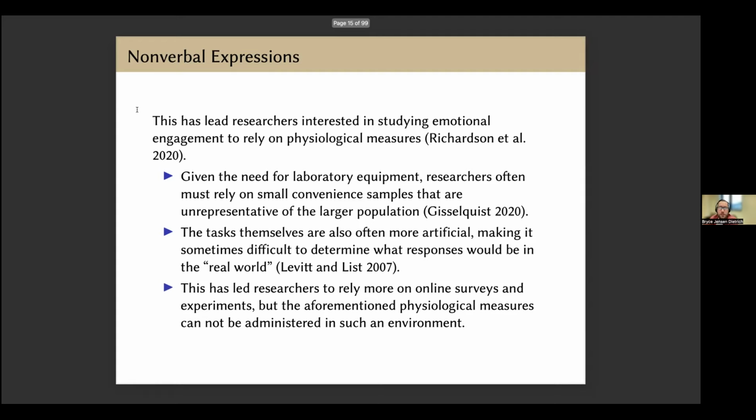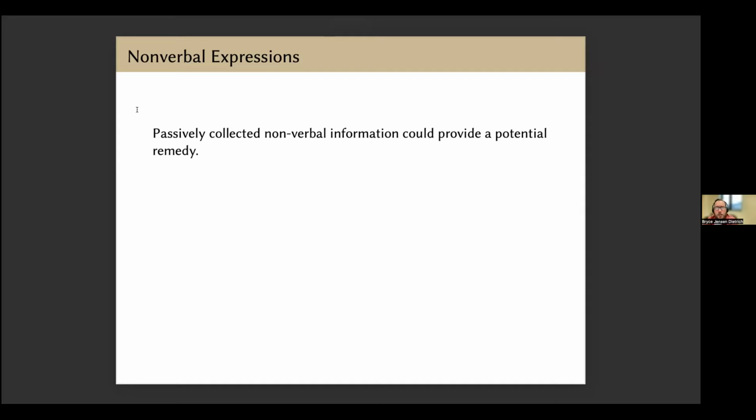Consequently, at least when it comes to some laboratory experiments, surveyors and researchers have relied increasingly on online surveys in order to increase the representativeness of the population when conducting an experiment. However, the aforementioned physiological measures cannot be administered in such an environment. So our argument is that we can passively collect nonverbal information during the course of in-person, online, and telephone surveys, and this could potentially provide a remedy for these problems.